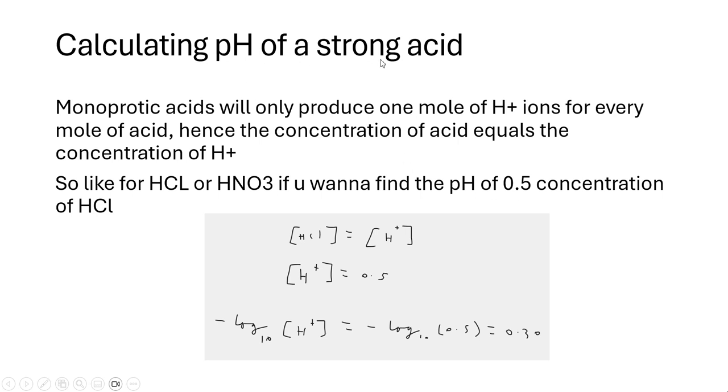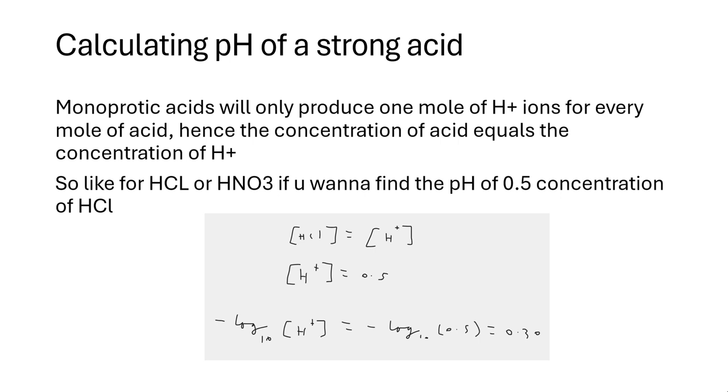So, calculating the pH of a strong acid. These are the calculations here, so you need to pay strong attention to this. Let's look at strong acids. You've got two types: monoprotic and diprotic. Let's look at monoprotic first. Monoprotic acids will only produce 1 mole of H plus ions for every mole of acid. So it's a 1-to-1 ratio between the acid and the H plus ions.